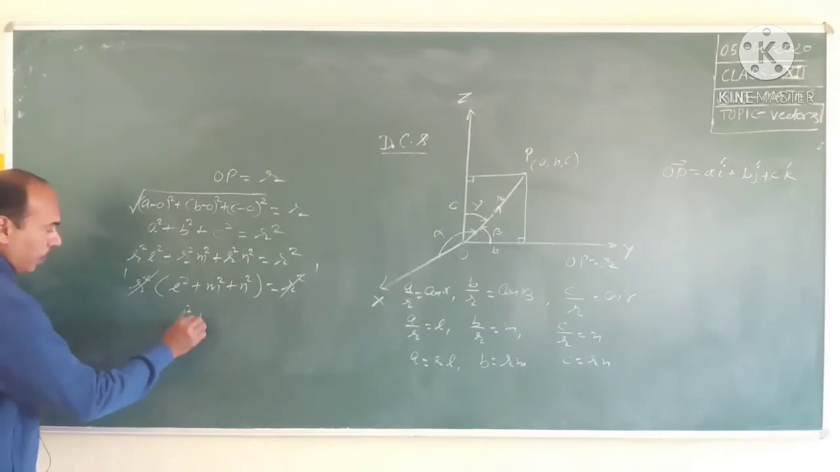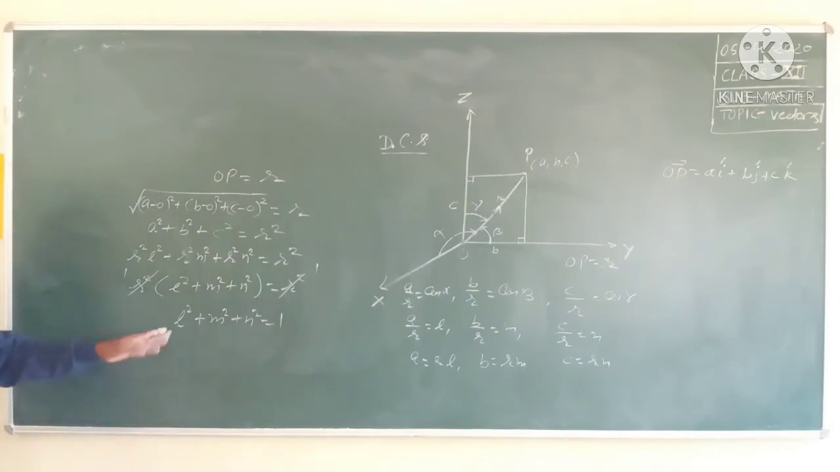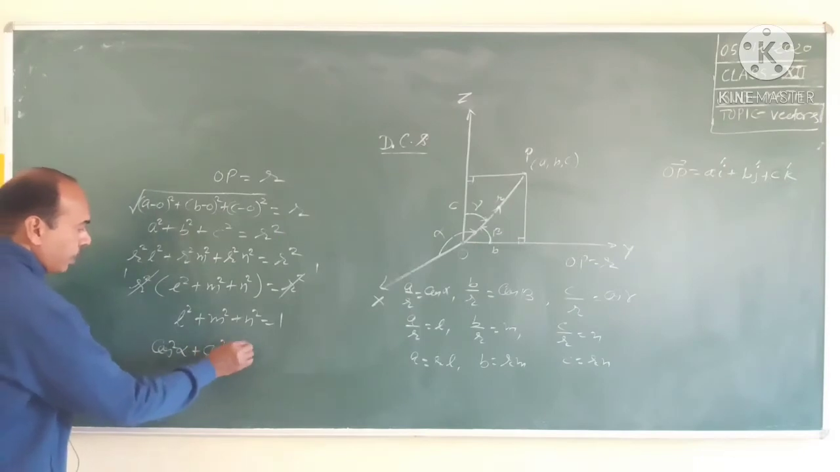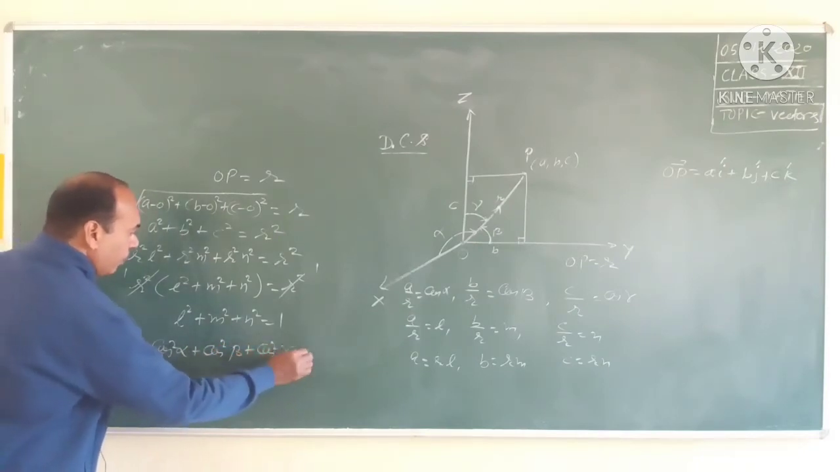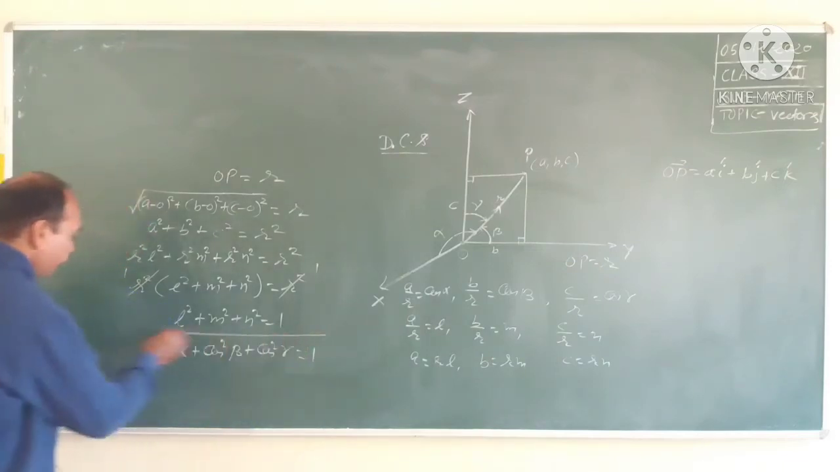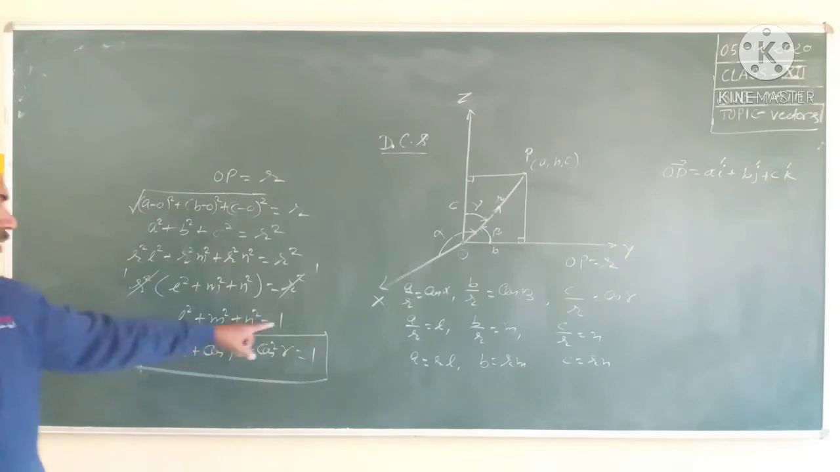So we have one more formula: L square plus M square plus N square is equal to 1. It means the sum of cos square alpha plus cos square beta plus cos square gamma is equal to 1. So in place of L, M, N, if you write cos square alpha, cos square beta and cos square gamma, it is equal to 1. So this is one more formula: the sum of the squares of all DCs is equal to 1.